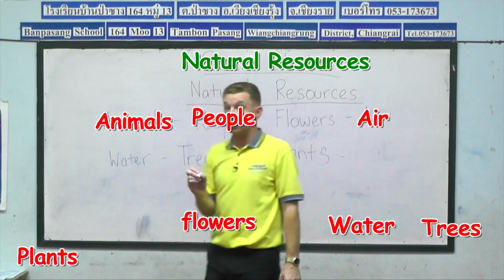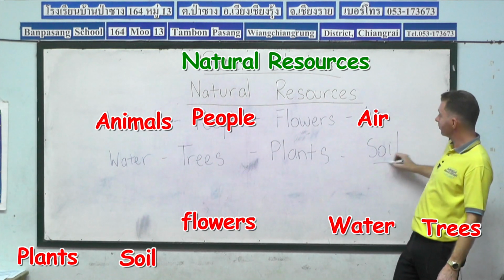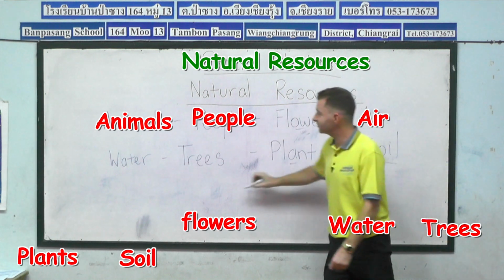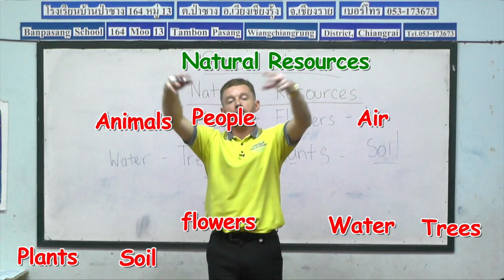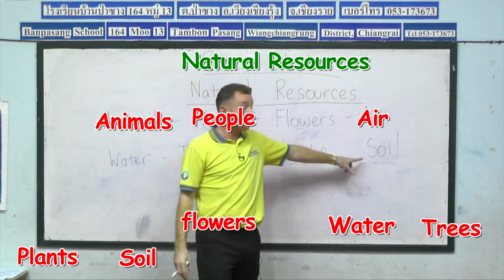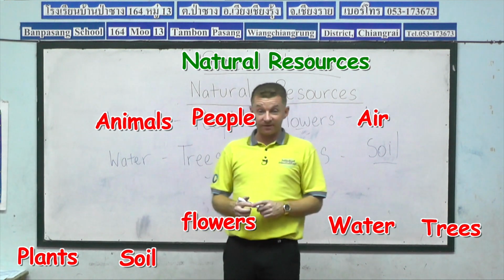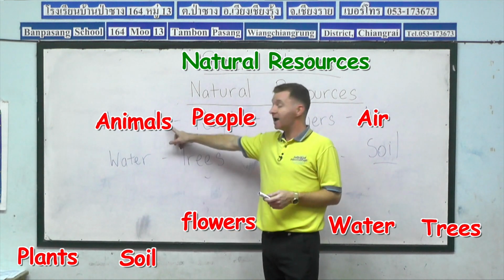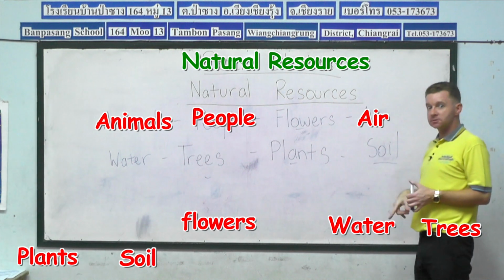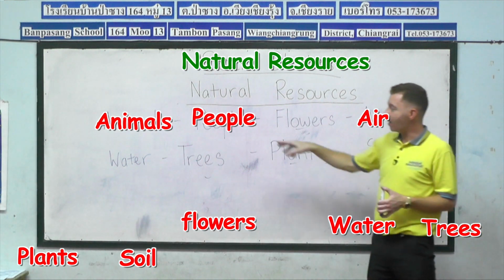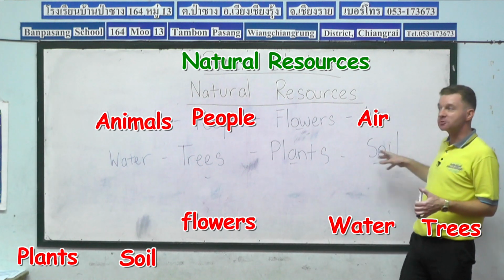Soil. Yes, now soil is very important. Soil is the base layer from which flowers, plants, and trees will grow. They will all start in the soil, but then as they get bigger, they will grow. But all of them need soil to begin their lives. Guys, we've got some very good examples here. Let's say together: animals, people, flowers, air, water, trees, plants, soil.